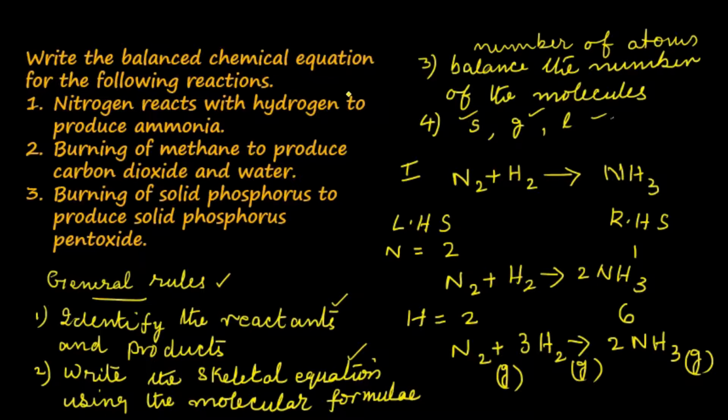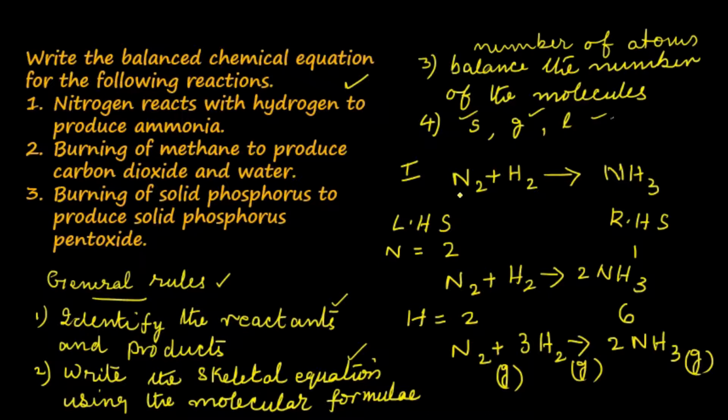Now let us take up the first question. Nitrogen reacts with hydrogen to produce ammonia. So the reactants are nitrogen and hydrogen. We will use the molecular formula of nitrogen and hydrogen: N2 plus H2. The product is ammonia. NH3 is the formula for ammonia.